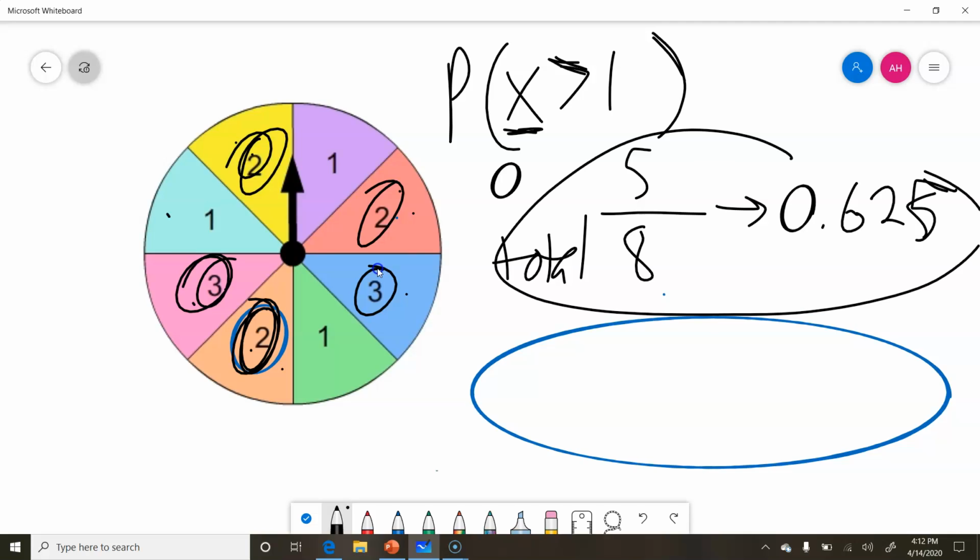0.625. And that is my grand total. And not very hard, right? You guys can do this. I believe in you. You can do it if it was based on color, right?